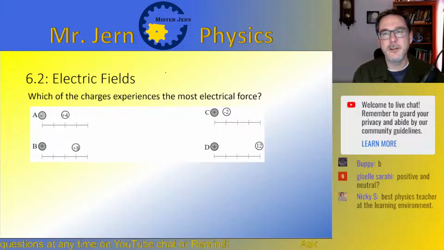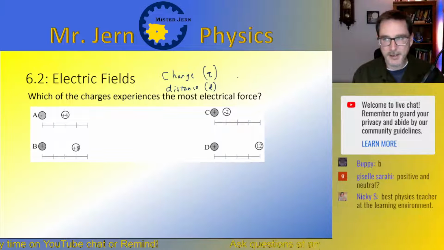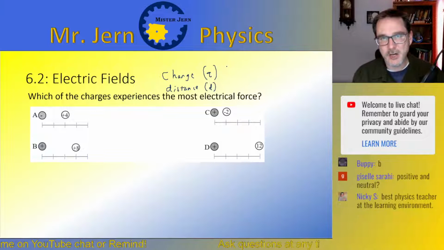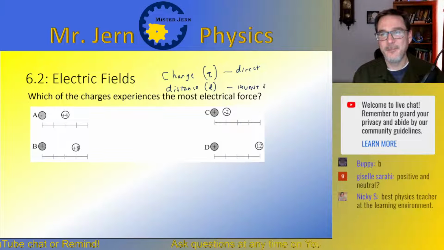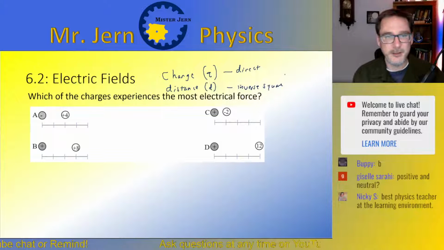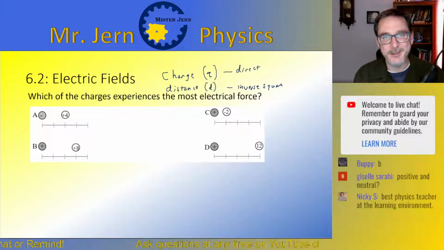There's two things to consider: the charge, the Q, and the distance, the D. We keep in mind that the charge is a direct relationship, and the distance is inverse square. I'm gonna have dreams about inverse square. So we gotta look at both of those on these types of things.